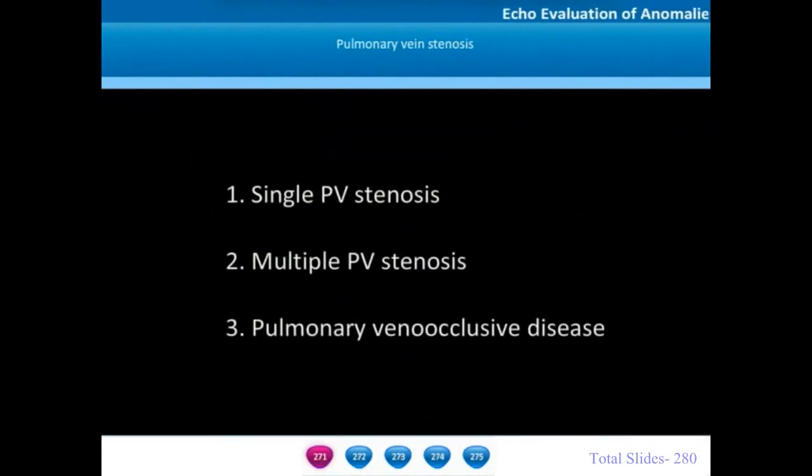We will now move on to the last type of pulmonary venous abnormality, namely the pulmonary vein stenosis or pulmonary vein atresia. The pulmonary venous stenosis can involve single pulmonary veins or involve multiple pulmonary veins. Sometimes it can diffusely involve the entire pulmonary venous tree, called pulmonary veno-occlusive disease.